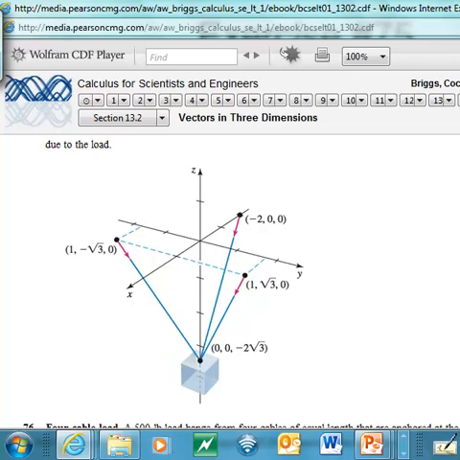Now my question to you would be, what is the tension in each of these 3 cables? Who are my mechanical engineering students? What is tension in a cable? What's the definition of tension? Well, one way to define it is the magnitude of the force vector along that cable. Okay?